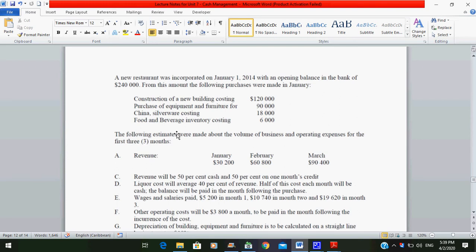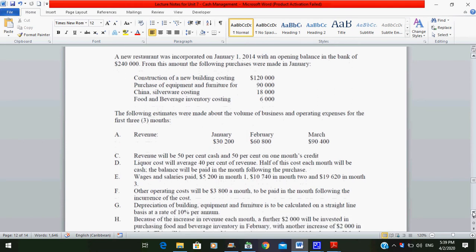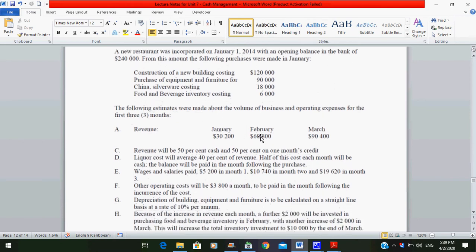The following estimates were made about the volume of business and operating expenses for the first 3 months. Revenue: January 30,200, February 6,800, March 90,400. Revenue will be 50% cash, 50% on 1 month's credit. So that means 50% cash, 50% on 1 month's credit. Good.